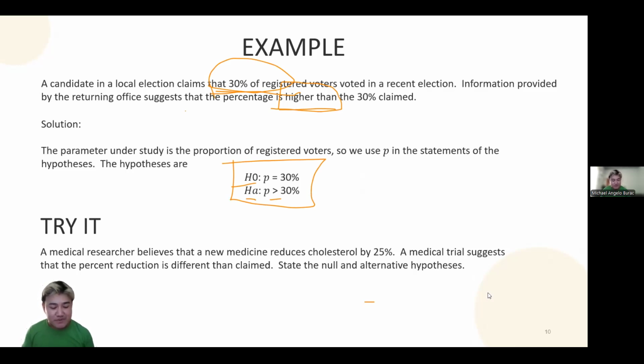Okay, let's try this one. A medical researcher believes that the new medicine reduces cholesterol by 25%. A medical trial suggests that the percent reduction is different than claimed. So how do we now state the null and alternative hypothesis?